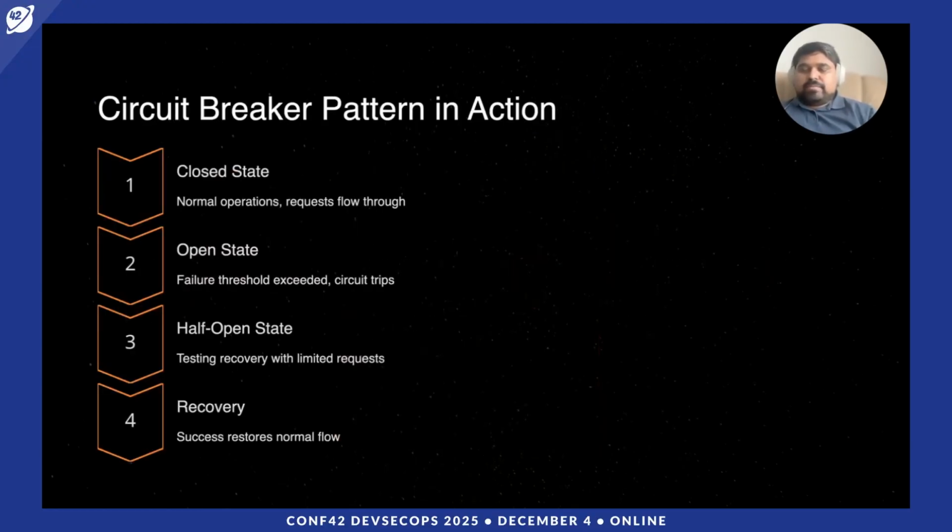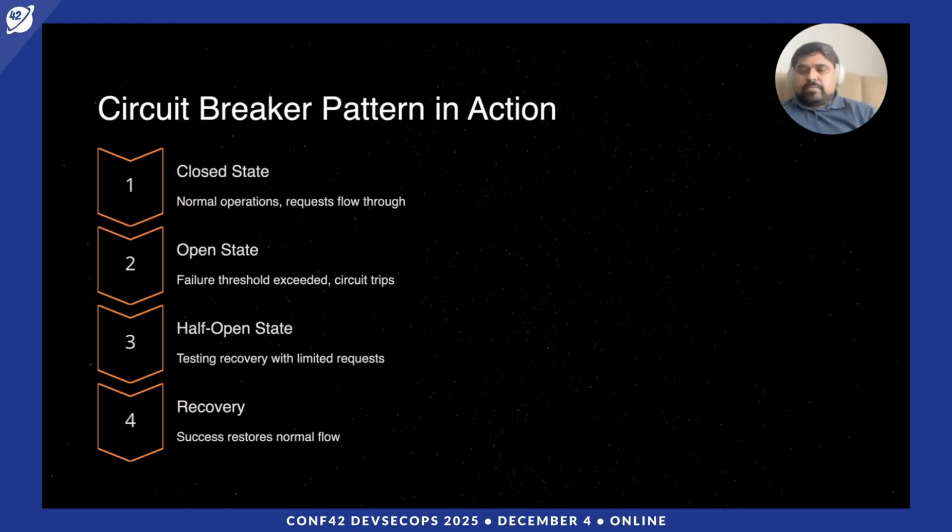Let's go in depth into the circuit breaker pattern in action. Okay. So, first state: closed. Here we see normal operations. Requests are flowing normally. The system is healthy, metrics are green, customers are happy. This is 99% of the time in a healthy system.